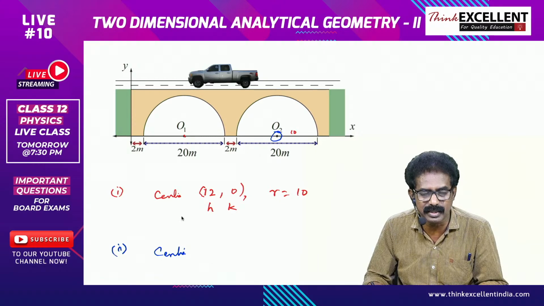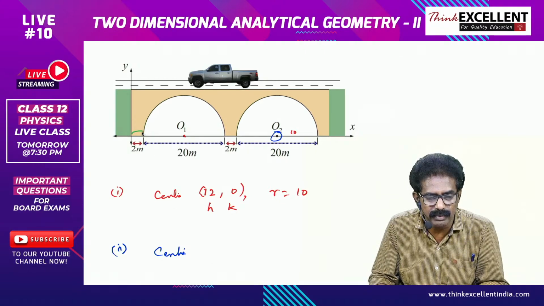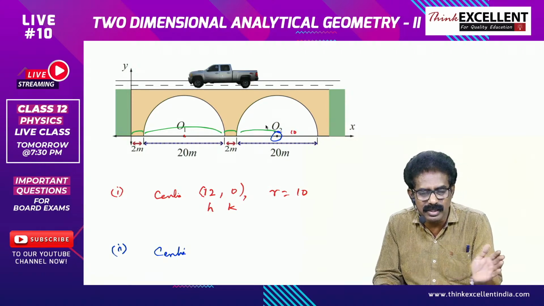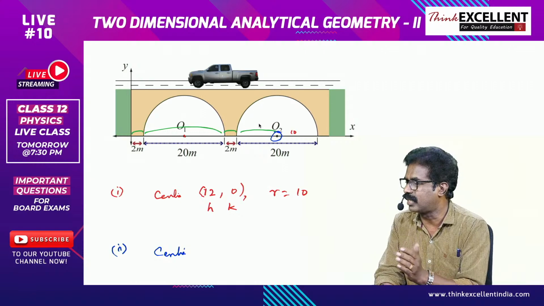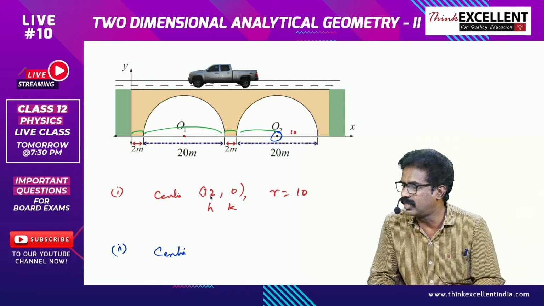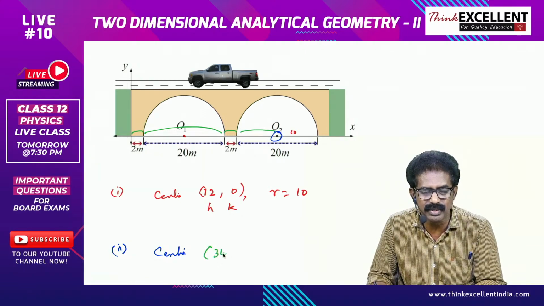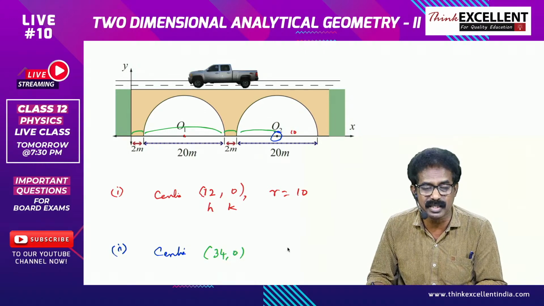34,0. Is it correct? 34. Here we have a 2 and here we have 20. Here we have 2. Here we have a 10, right? All these you add. You are exactly correct. It is 34. Yes, Saran, J, it is 34. 34,0. This is the center. Radius remains same, 10 units.